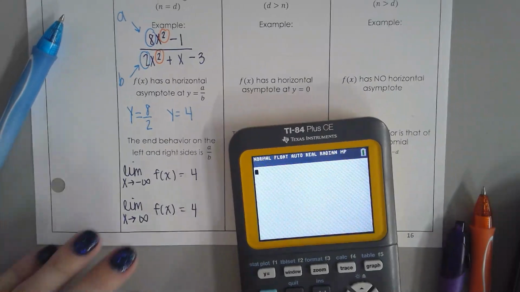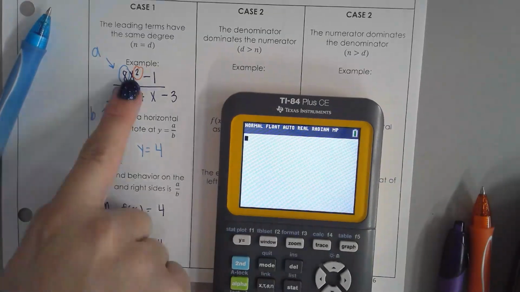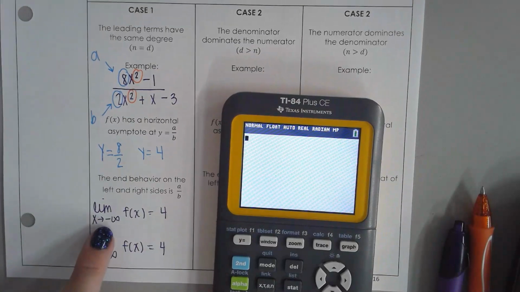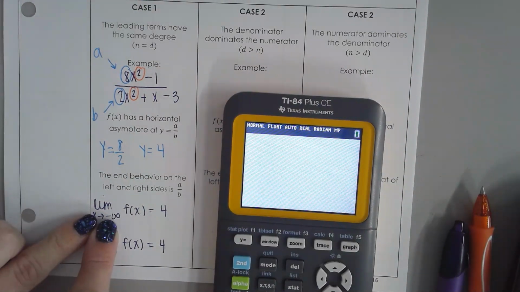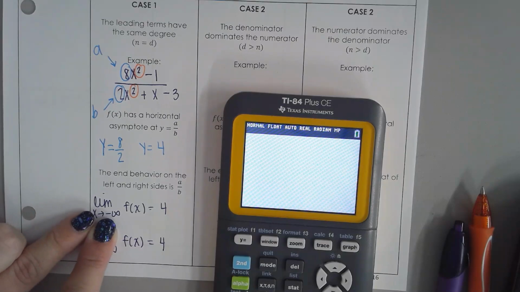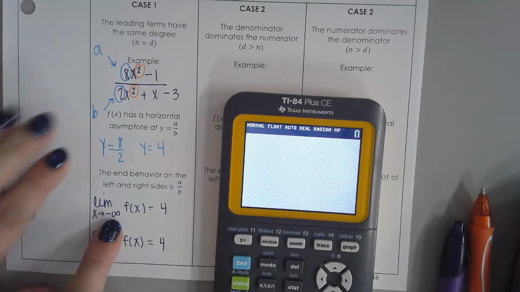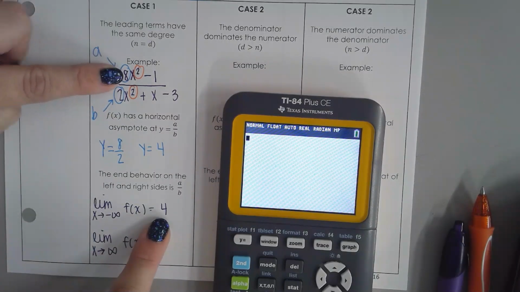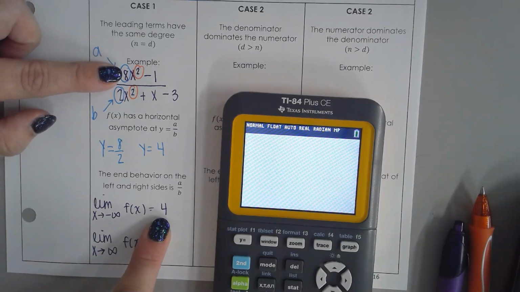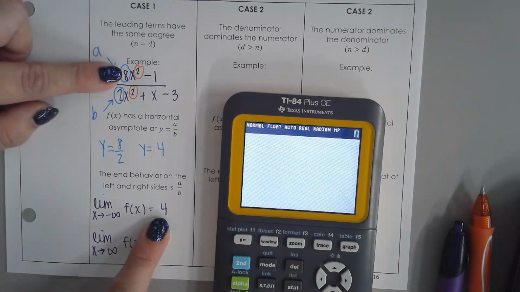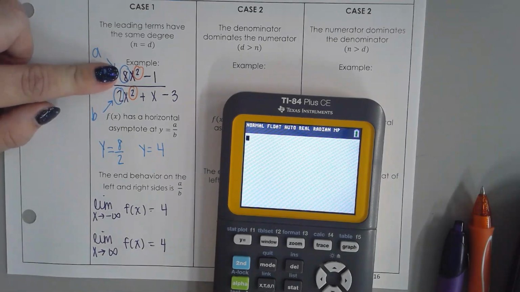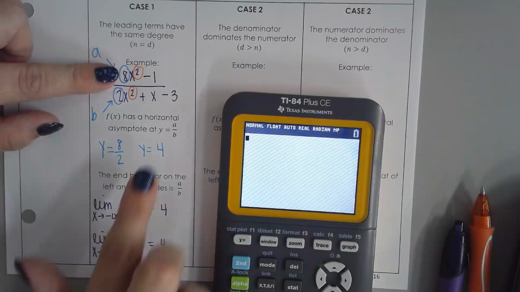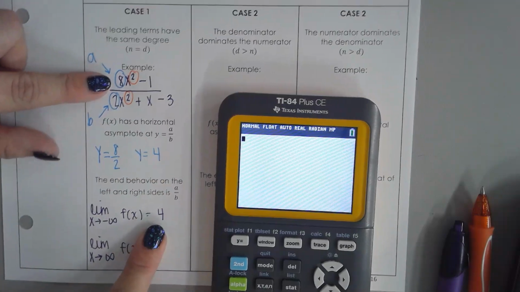So what that means, if I go back to my equation and I start plugging in like negative 100, negative 1,000, negative 10,000, I keep going more and more negative, and I plug those numbers in for x, it's going to get really, really close to 4. On polynomials, those numbers may have just kept getting bigger and bigger and bigger. But on these, it's going to get really, really close to 4.